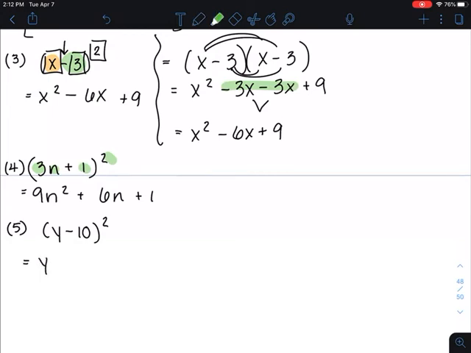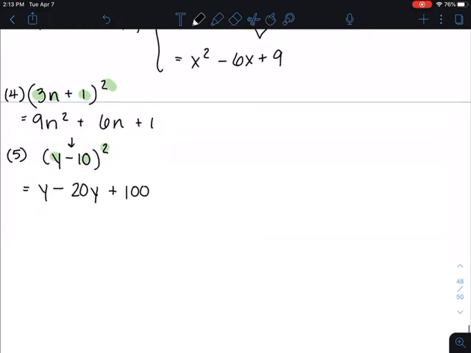Number 5, we have y minus 10 squared. Square the first term, y times y is y squared. 2 times 10 is 20, times y is 20y. Keep the sign in the middle, so minus 20y. 10 times 10 is 100. It's always going to be positive because negative 10 times negative 10 is positive 100. So there you are. We're done with that one.